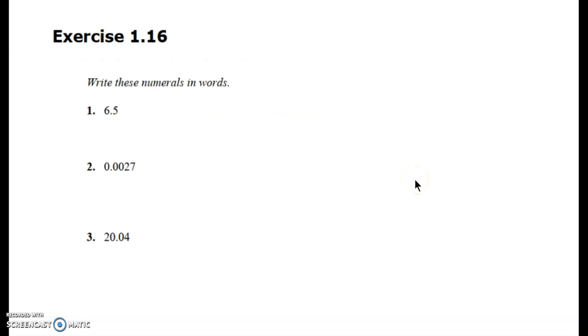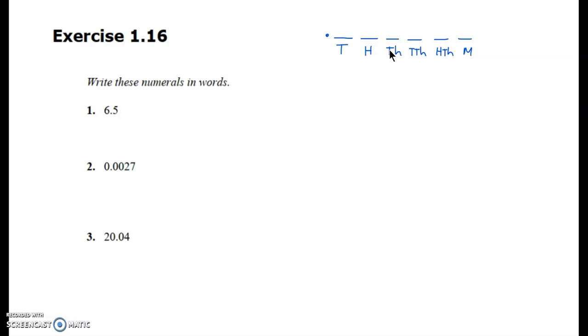So exercise 1.16, we're going to write these numerals in words. So before I even start, I'm going to make my decimals, and I'm going to go ahead and make my places. And this is good practice for me for my memory. Every time that I write something down, I'm going to be remembering it better than if I just looked at it. So the action of writing helps me to memorize. Tenths place, hundredths place, thousandths place, 10,000ths place, 100,000ths place, and millionths place. That's going to help me when I write these numerals in words.